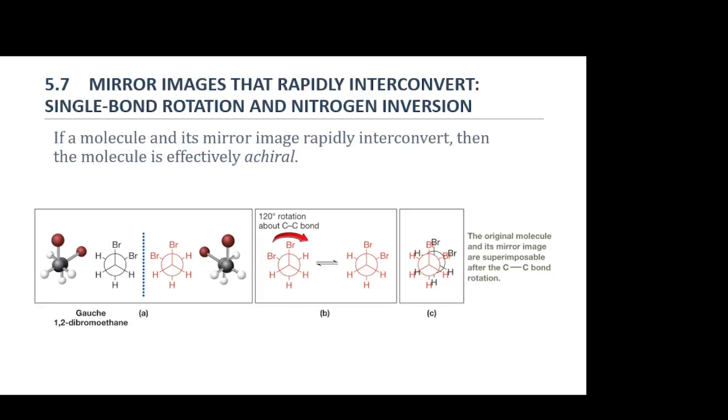Okay, so mirror images that are rapidly interconverted, the single bond rotations and nitrogen inversions. So if a molecule and its mirror image rapidly interconvert, then the molecule is effectively achiral. So for example, we can have the gauche right here. Everybody remembers your gauches, right? And these are your wonderful Newman projections. And then, well, what does that actually tell us?